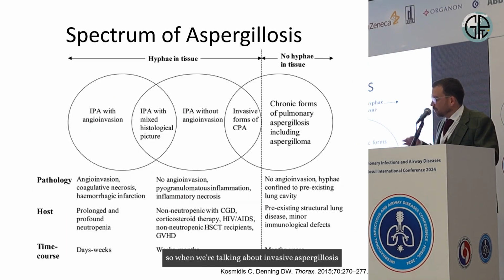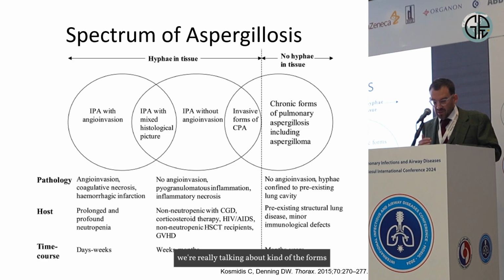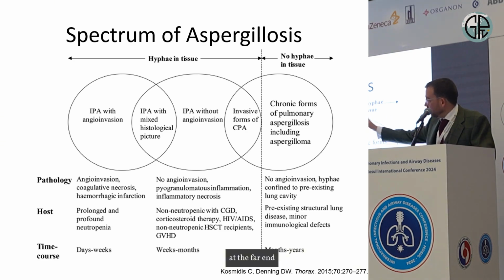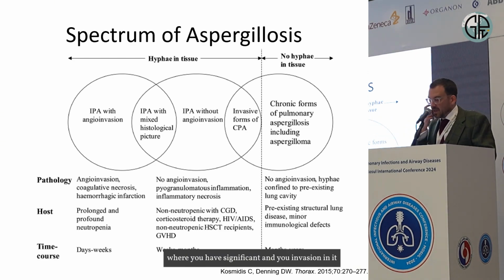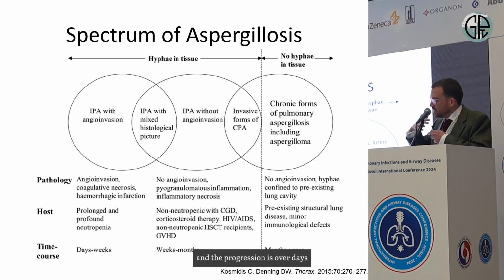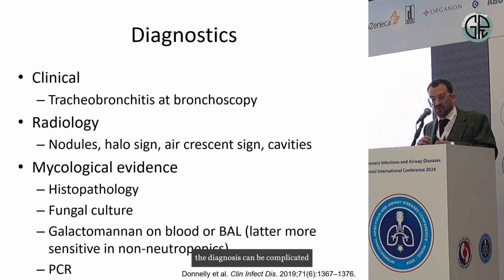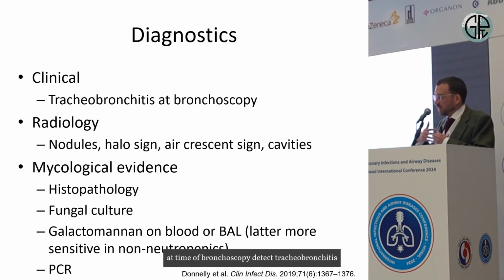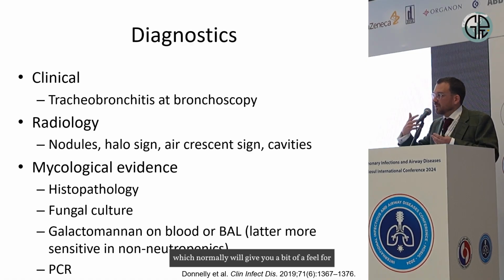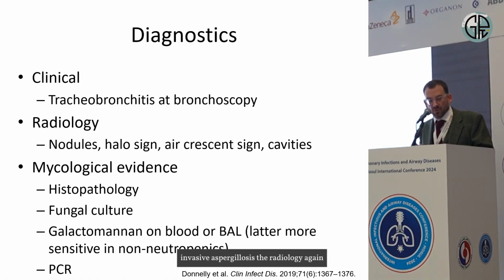The spectrum, so when we're talking about invasive aspergillosis, we're really talking about the forms on the left-hand side of the screen there, where you have significant angioinvasion, and the progression is over hours to days, really. The diagnosis can be complicated, so you might be lucky, and at time of bronchoscopy, detect tracheobronchitis, which normally will give you a bit of a feel for invasive aspergillosis.